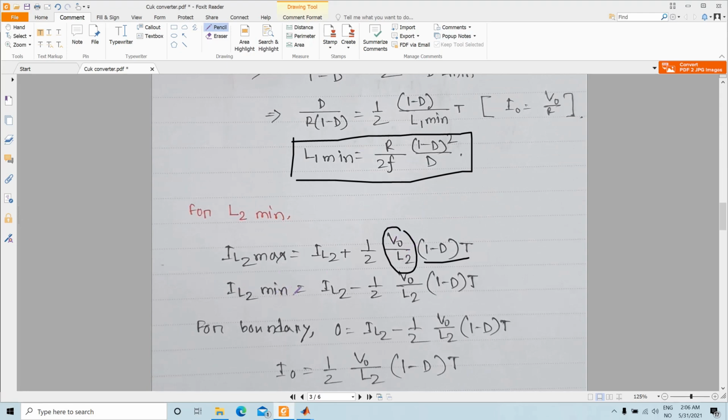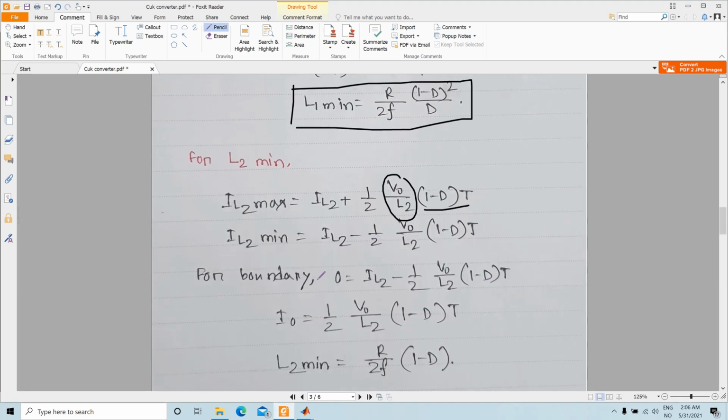So IL2 minimum should be the DC component of IL2 minus half of the peak to peak value of the IL2, which can be written as half of V out divided by L2 multiplied by the T off time, which can be written as 1 minus D multiplied by T. So at the boundary of this continuous operation, this value should be 0.